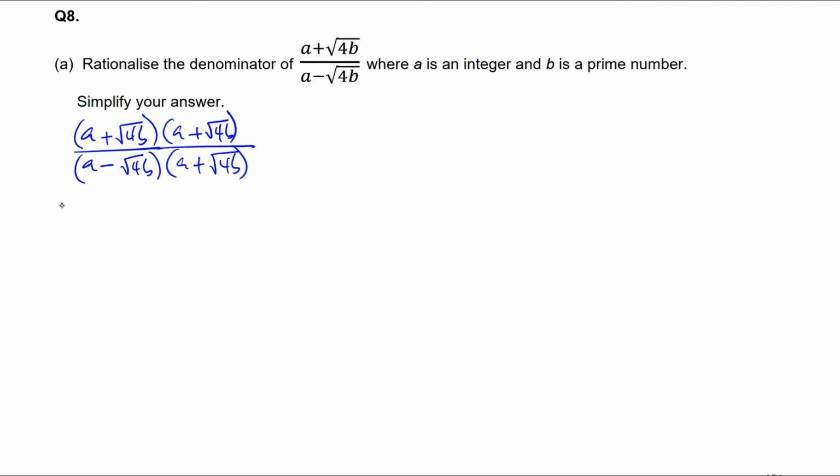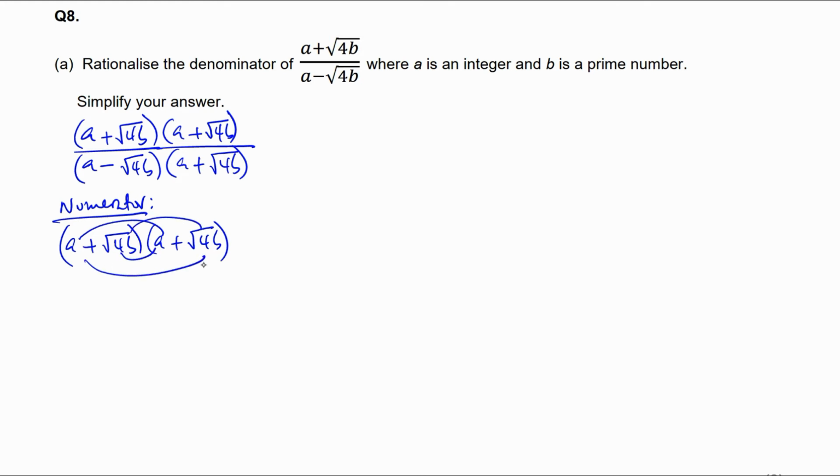So for the numerator, we have A plus square root of 4B multiplied by A plus square root of 4B. And we are just going to FOIL this. Now, if we FOIL this, we shall end up with, so let me label this 1, 2, 3, and 4.